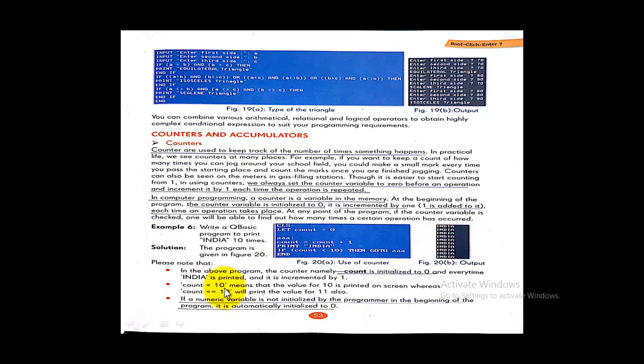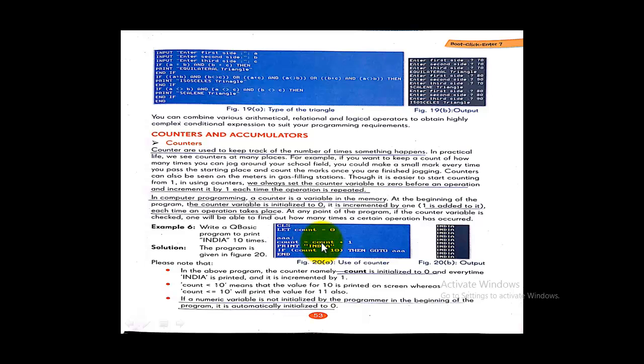Now, count less than 10 means that the value of 10 is not printed on screen, whereas count less than or equal to 10 will print the value for 11 also. With less than or equal to, the condition 10 less than or equal to 10 is true, so again we will go to the label.